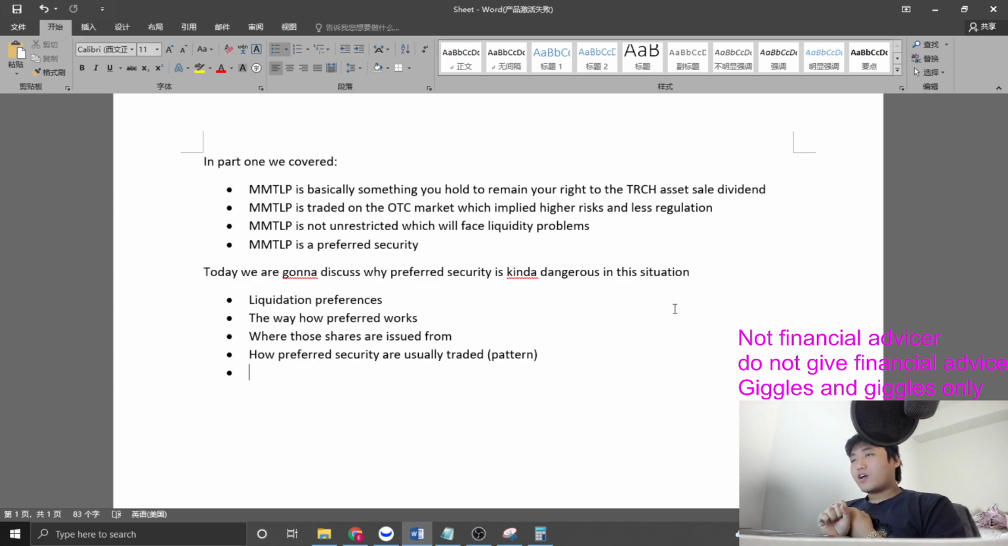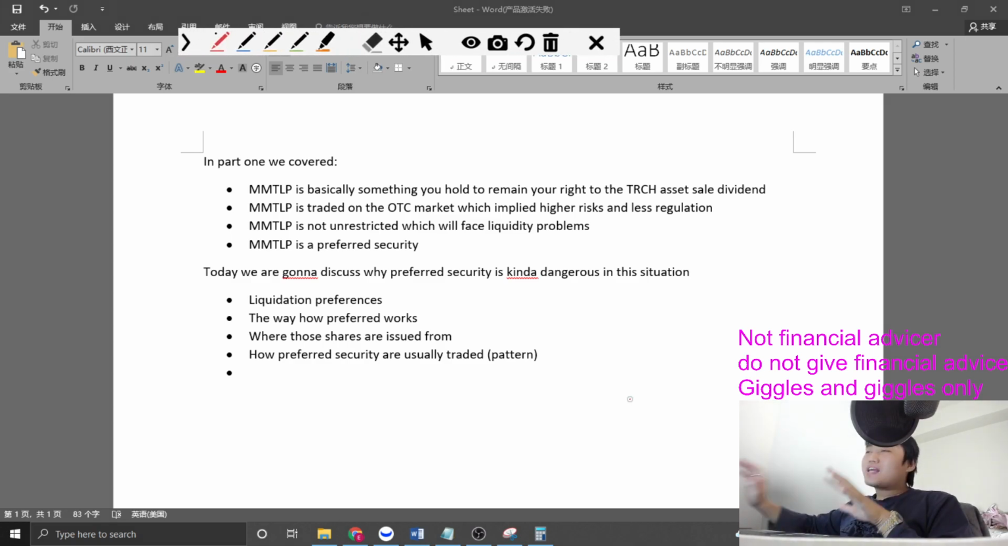Okay, so first of all, you have to understand this thing called liquidation preferences. Let me explain what liquidation preferences are, without making it too complex or complicated. Let's just say you have a company, right? Just say DD has a company.